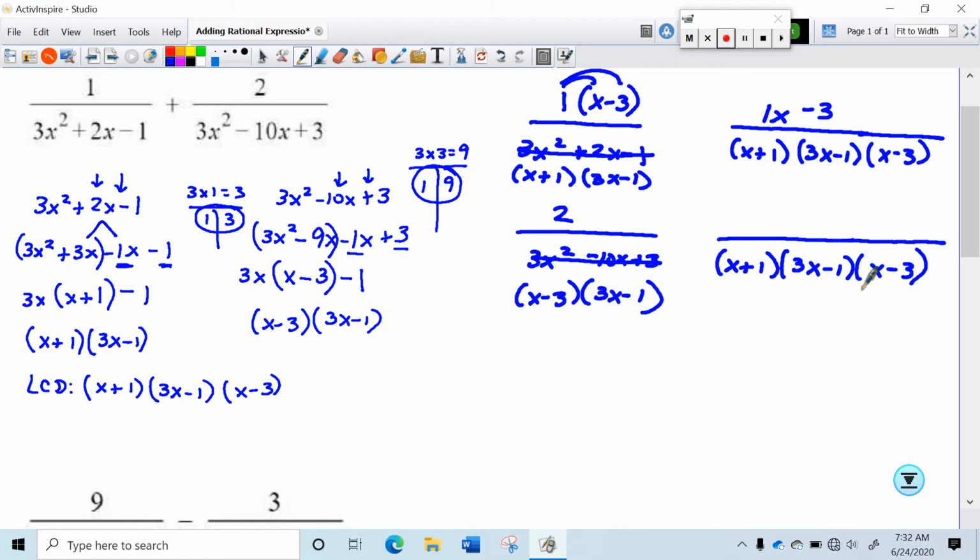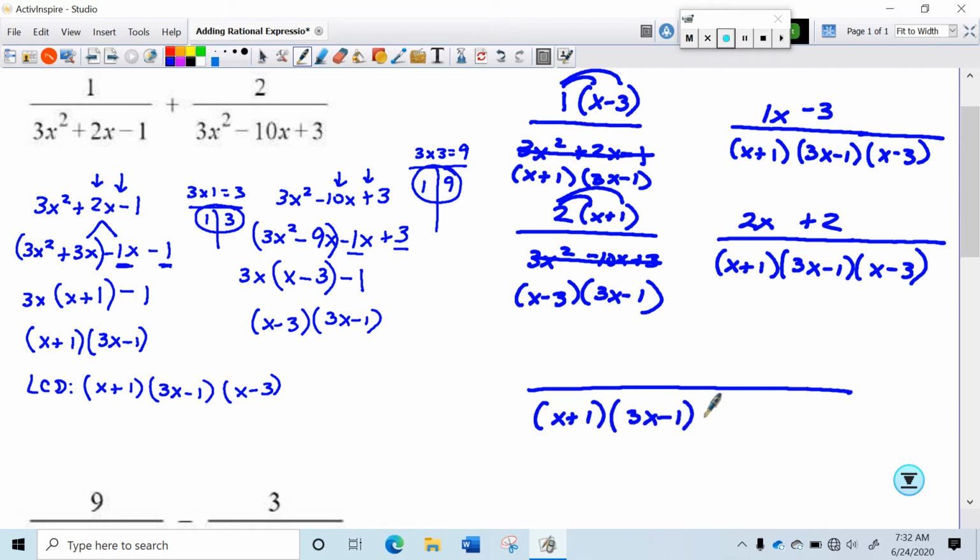We're going to do the same for the next fraction. Figure out what you're missing. We are missing the x plus 1. That goes up top. 2 times x is 2x. 2 times 1 is a positive 2. So you keep your common denominator that you wanted all along. Do not multiply it back out. Leave it in parentheses just like it is.